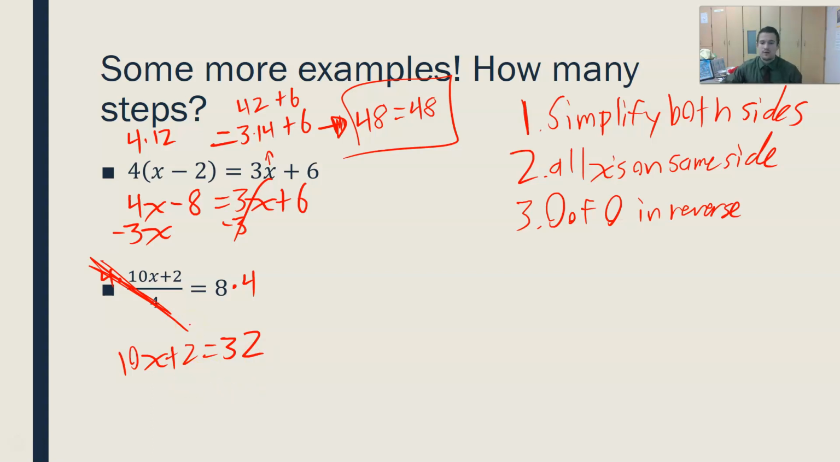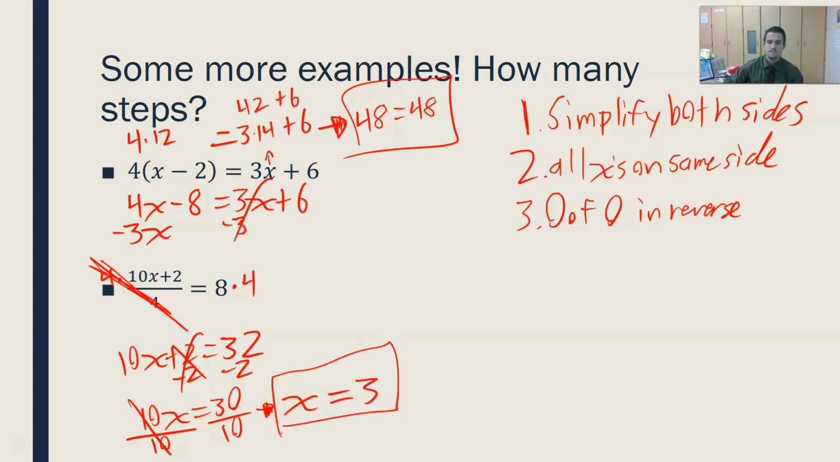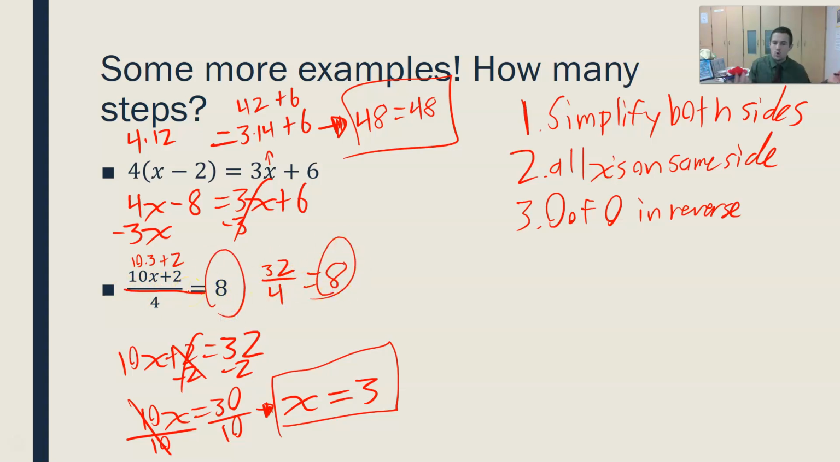Then again, I'll follow my order of operations in reverse. I'm going to subtract 2 on both sides, leaving me with 10x equals 30. Then I'm going to divide by 10 on both sides, leaving me with x equals, let me draw a little arrow, 30 divided by 10 is 3. And if I plug 3 back in here, let's double check that it works. 10 times 3 plus 2, well that's 10 times 3 is 30, plus 2 is 32, divided by 4 is indeed 8. So it works. I double check my work. We're all good.